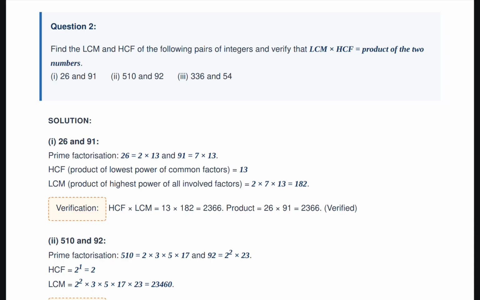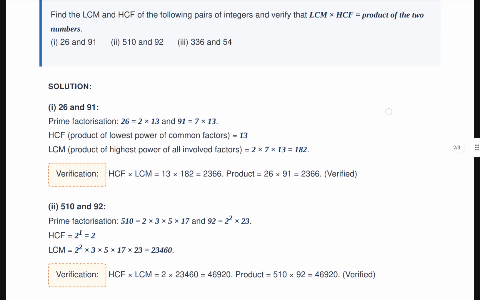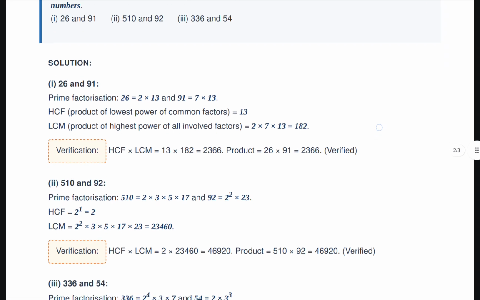So what the question is saying here, just read the question first. Find the LCM and HCF of the following pairs of integers and verify that LCM times HCF is equal to the product of the two numbers. So you are given here two numbers which are 26 and 91. Now we will verify this formula here. Okay, so how will you verify it? Now let's see.